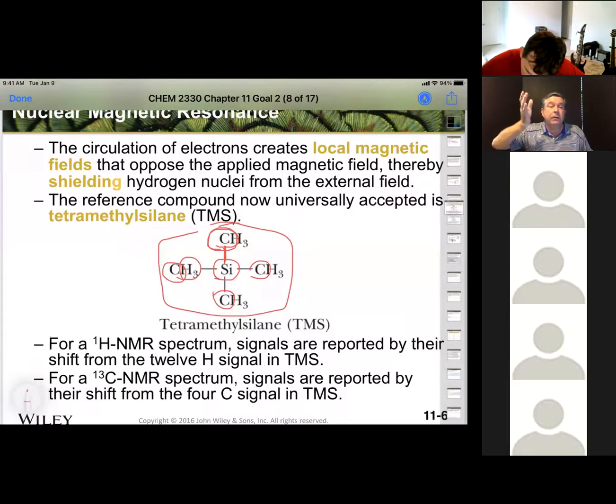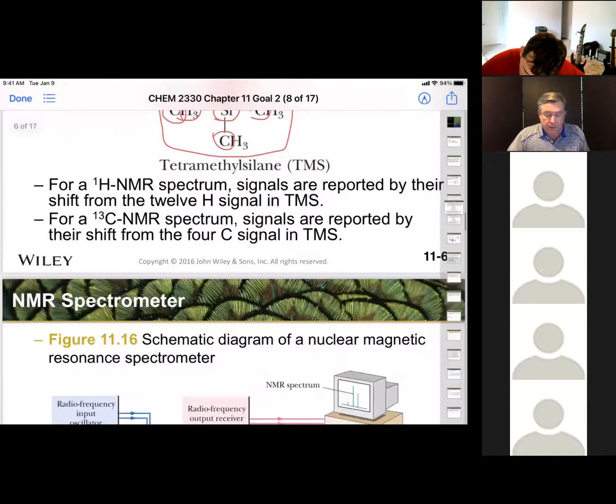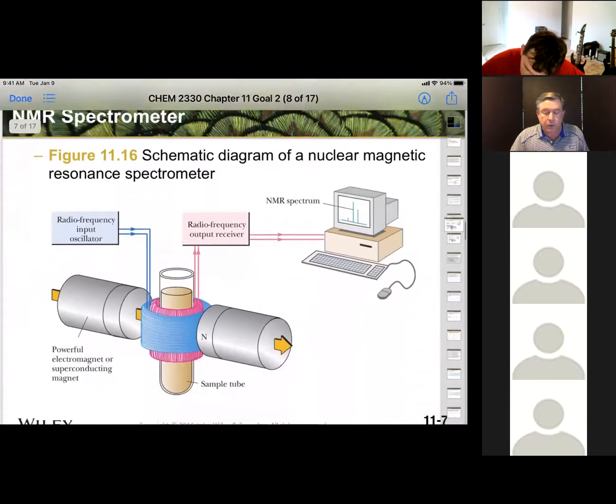Okay, so we're going to set that as our standard. That's the one that's going to relax the fastest, and it's going to relax first. So we're going to look at that as our 0 mark, and it's going to be above or below that mark. Okay, so how do we do this?